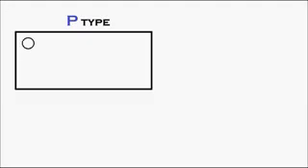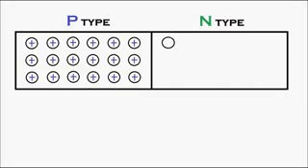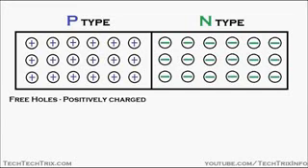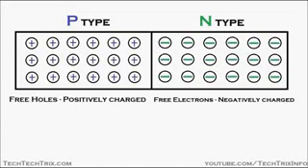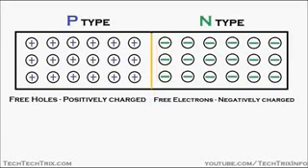Now with the help of this animation, let's see how the P-type and N-type semiconductors work. The P-type semiconductor has holes which are positively charged, and the N-type semiconductor has electrons which are negatively charged. So you can see free holes, which are positively charged, are available in the P-type, and free electrons, which are negatively charged, are available in the N-type. This is the region where the P-type and the N-type join, the junction which is formed, called the PN junction.